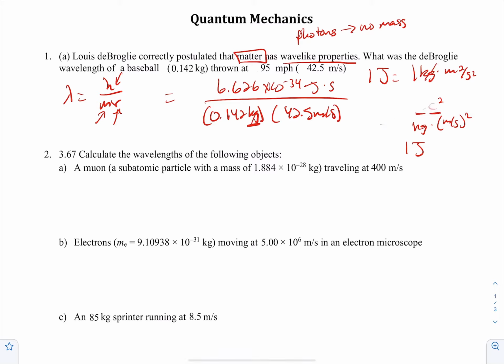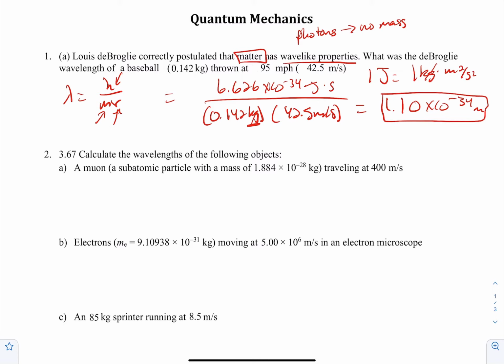Now, if you do the math correctly in your calculator, you should get about 1.10 using sig figs times 10 to the negative 34 meters. And that would be the wavelength, the de Broglie wavelength.